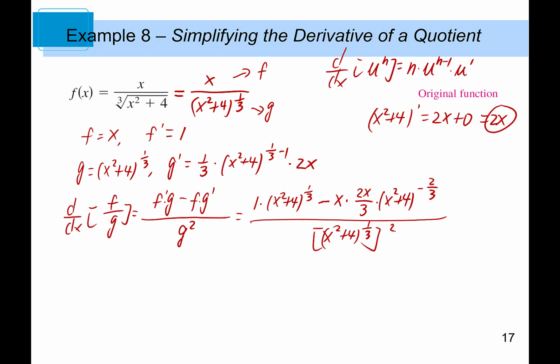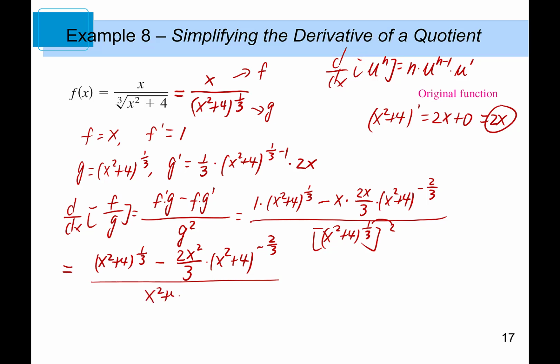So then we have to do a lot of algebraic simplification here, right? The first thing becomes (x squared plus 4) to the 1/3, minus 2x squared over 3 times (x squared plus 4) to the negative 2/3, over... when you have an exponent to another exponent, you just multiply these two exponents. So we have (x squared plus 4) to the 2/3.